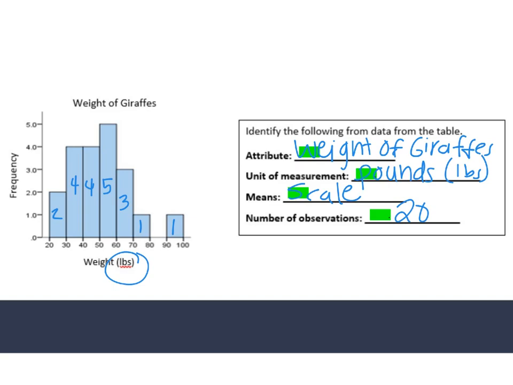If you look at this graph, you can see that it has frequency. So from 20 to 30, there were 2 that fell within that range. From 30 to 40, we had 4. 40 to 50, we had 4. So what you had to do was add up those bars. So we had 2 plus 4 plus 4 plus 5 plus 3 plus 1 plus 1, and that would give you your total number of observations, which would be 20.